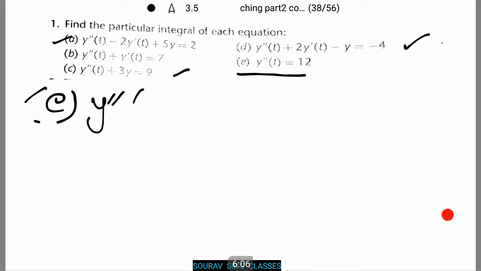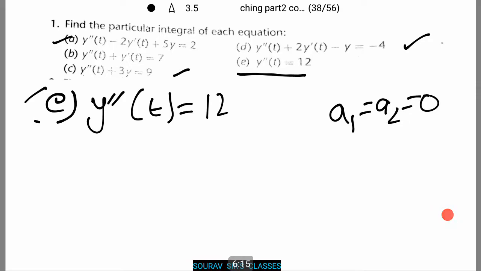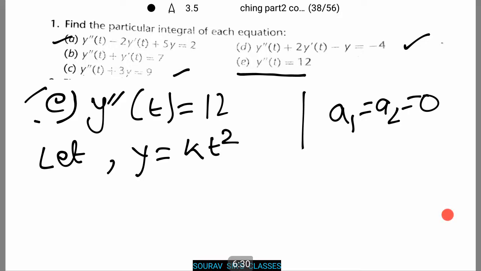Y double dash t equals 12. Now how to do this sum? Both a1 and a2 equal 0. Let's see. This also has a simple process. For this, we will assume that the value of y is kt square. You'll understand why I am taking this.